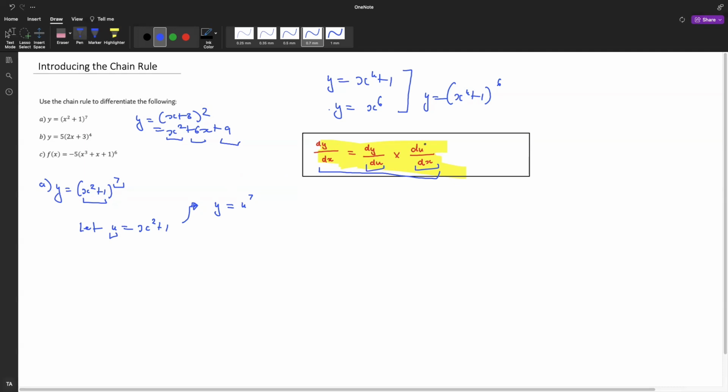And when you multiply them together, if you just think of it as a fraction, this and this cancel out, and you're left with dy over dx. Right, so that's what we're aiming to get. So we've got these two functions. So what we're going to do is derive each of these.